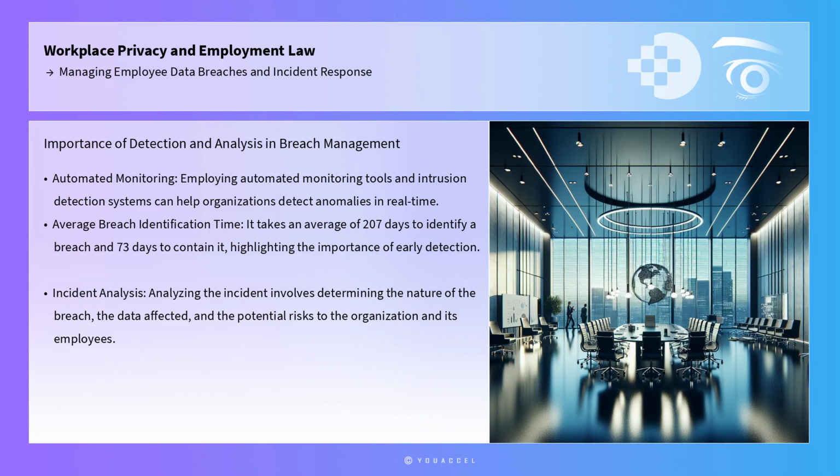Detection and analysis are crucial in identifying the scope and impact of a breach. Employing automated monitoring tools and intrusion detection systems can help organizations detect anomalies in real time. According to a study by IBM Security, it takes an average of 207 days to identify a breach and 73 days to contain it, highlighting the importance of early detection. Once a breach is detected, analyzing the incident involves determining the nature of the breach, the data affected, and the potential risks to the organization and its employees.